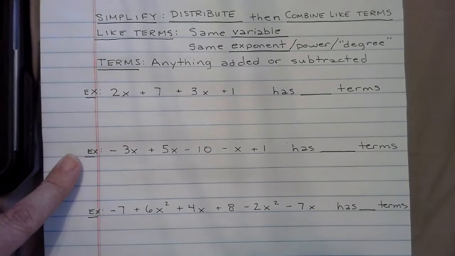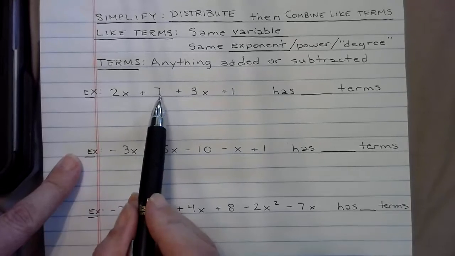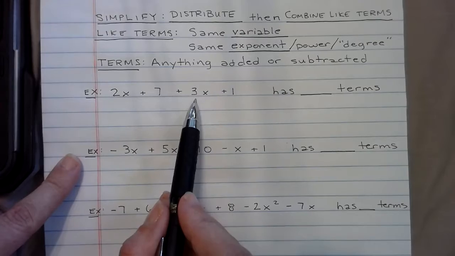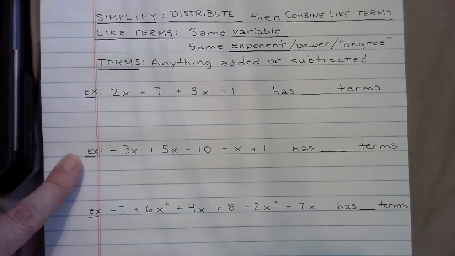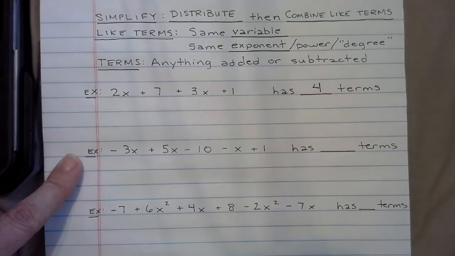2x plus 7 plus 3x plus 1. That's 4 terms. That's being added to that. So one term separated by a plus or minus. That's another term. Plus or minus. That's another term. Plus or minus. And there's our fourth term. 4 terms. And now we'll look for like terms.